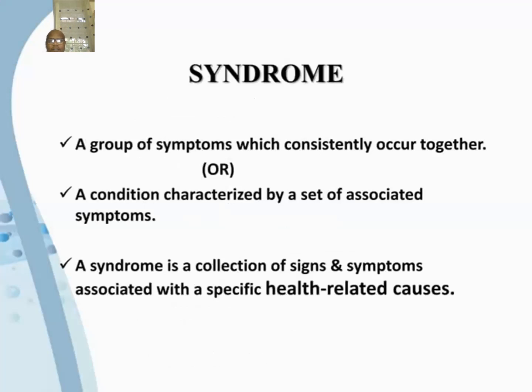So, what is a syndrome? In day-to-day life, people talk about syndrome, and a syndrome is a group of symptoms which consistently occur together. It's like a pair, and if they are found, they occur systematically together in a set. So that's what is called a syndrome. It's a condition characterized by a set of associated symptoms, like HIV/AIDS is a syndrome. Also, a syndrome is a collection of signs and symptoms associated with a specific cause.